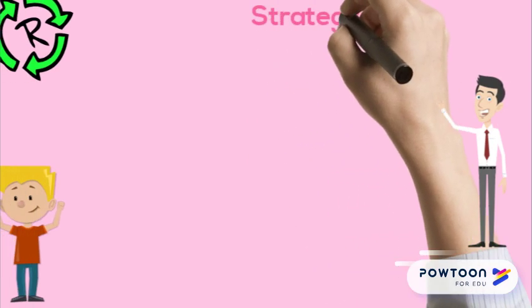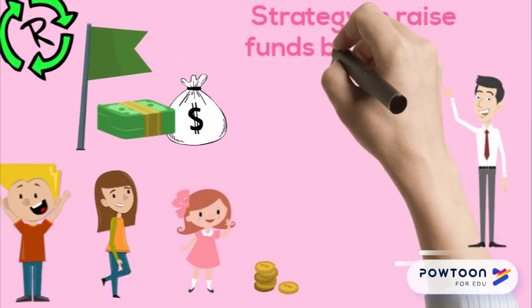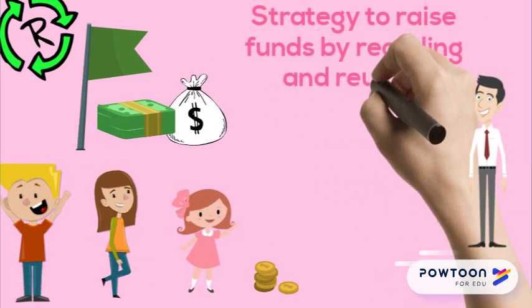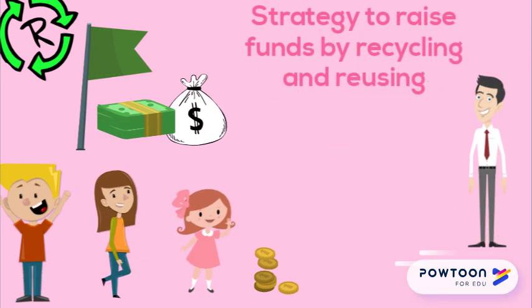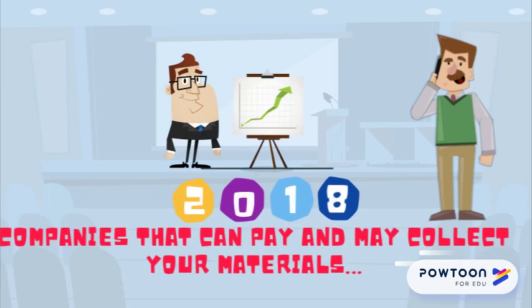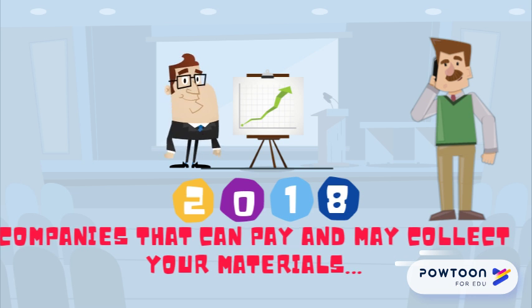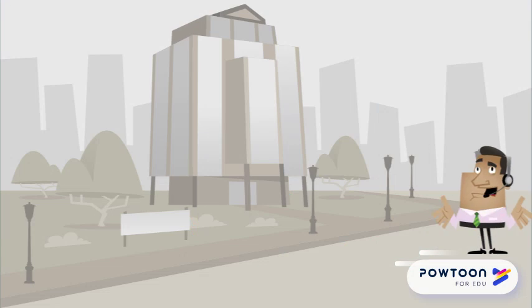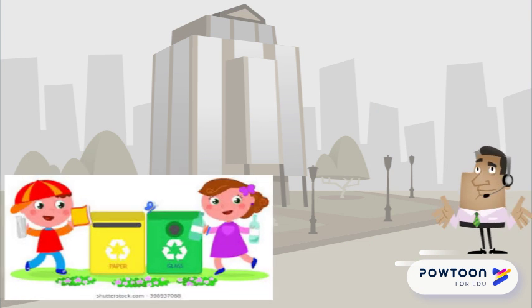Let's talk about a strategy to raise funds by recycling and reusing. There are many ways that you can raise funds for your school by collecting and recycling. Some companies will collect the materials that you collect and recycle them. Some may even pay for the items collected. Some companies that you could contact include, for glass, the glass recycling company, which allows schools to apply for glass banks. For paper, they put paper bins at the schools for the collection of paper, and they collect it from your school.